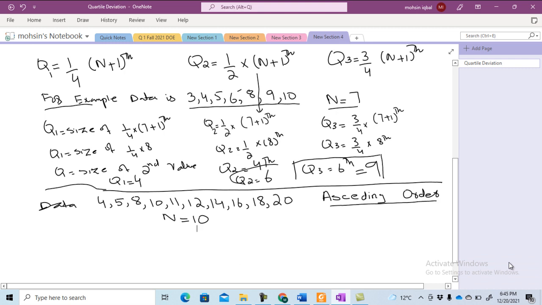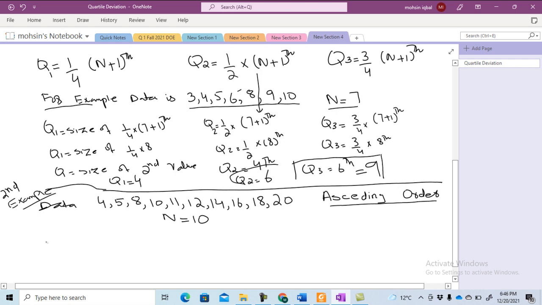So in the second example, I have got the data. This is my second example. My data is 4, 5, 8, 10, 11, 12, 14, 16, 18, 20. I have written the data in ascending order. And my number of observations is 10: 1, 2, 3, 4, 5, 6, 7, 8, 9, 10.